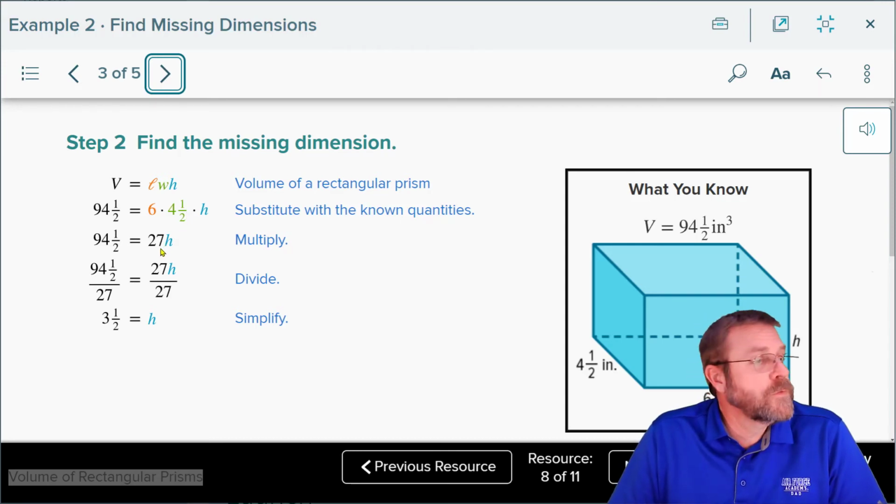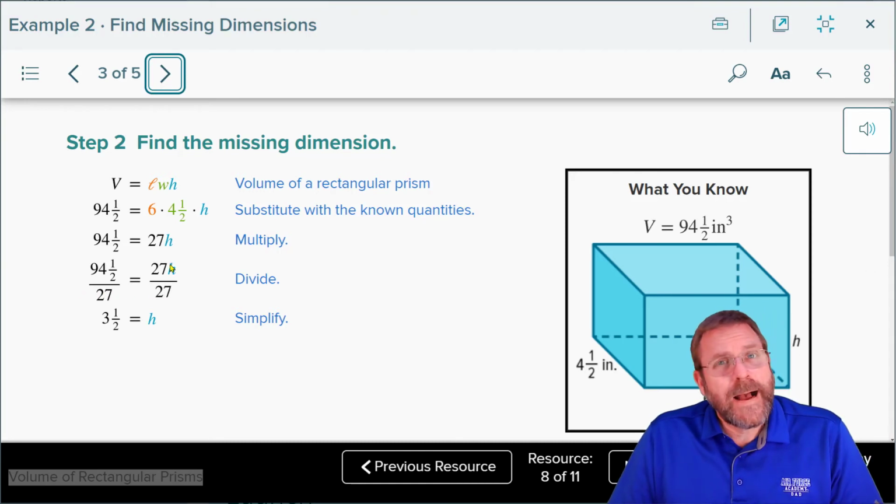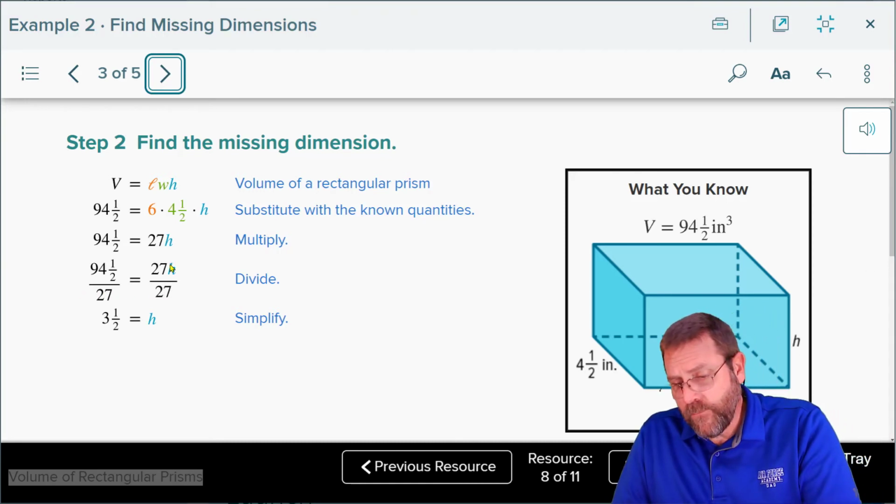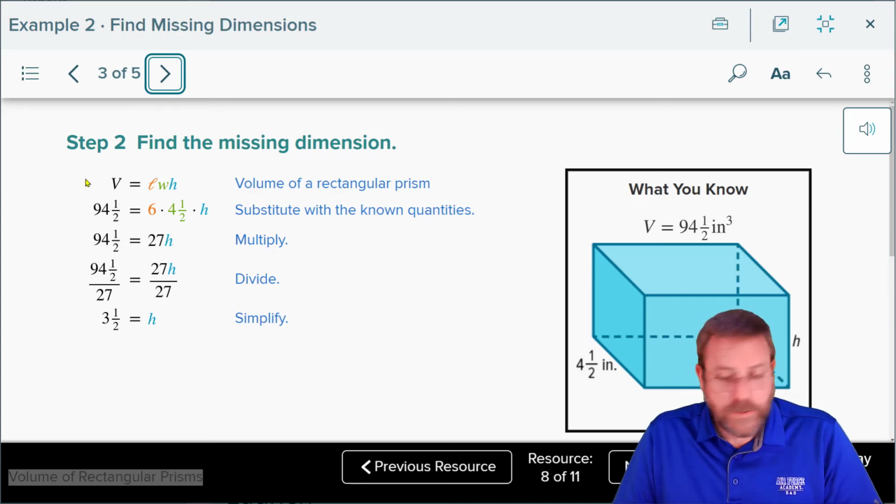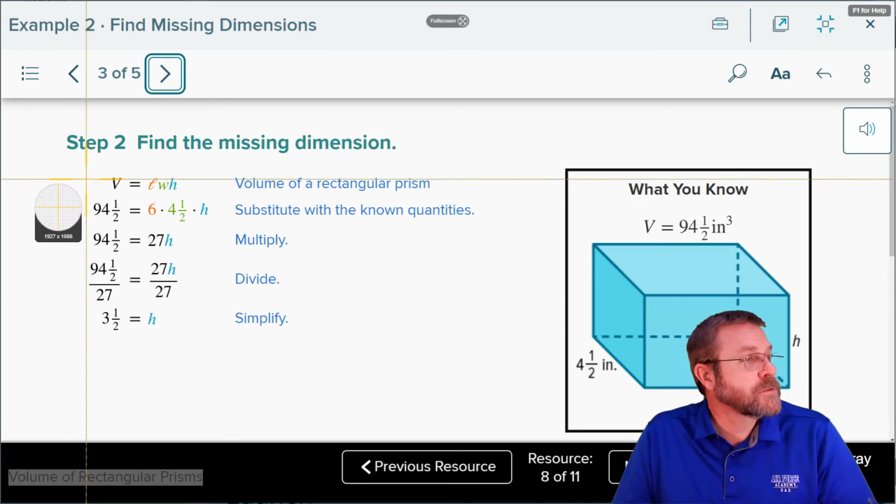You kind of need to do that off to the side. That's going to give you 27 right here. And 6 times 4 1/2 is 27. And from there, they undid multiplication by dividing the 27 on both sides, which I don't like it that way. They've got a fraction and a fraction, and I just really cannot stand having fractions and fractions.